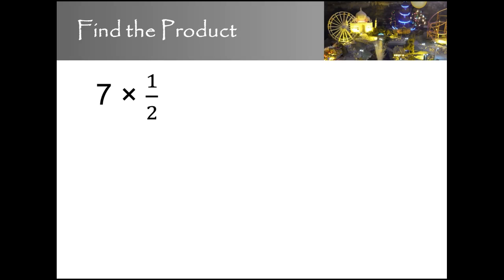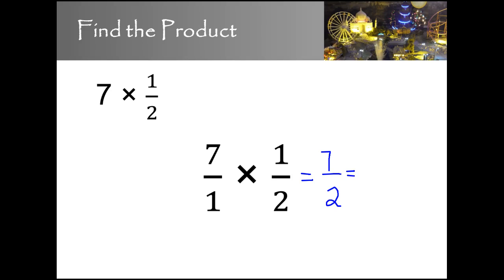We probably won't want to draw a model every time, so now we can just go ahead and do the multiplication. First we'll write the whole number over 1, and then we can multiply. We'll multiply straight across, numerator times numerator, so that gives us 7. And then the denominator times the denominator is 2. However, we don't want to leave this improper, so we ask ourselves, how many times will 2 go into 7? And you can always go off to the side and do the division problem if you choose. And 3 times 2 will give us 6. And we subtract, and we have 1 piece left over.